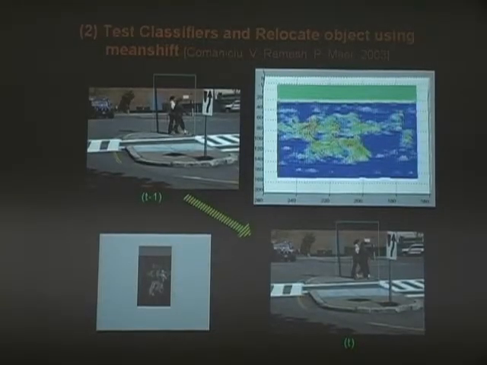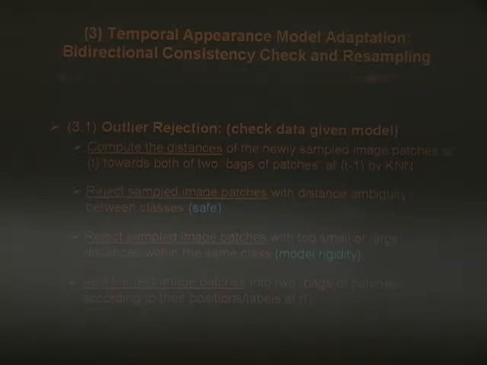So this thing won't work if we do not update the model. It's obvious because everything is changing. So this is our main contribution. It's kind of weirdly written, but I'll just give you the idea. We call it bidirectional consistency check, which only involves distance computation in the feature space between an image patch's feature and a bag of image patch features. It's Euclidean distance, a KNN distance computed in the Euclidean space.